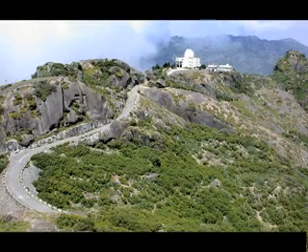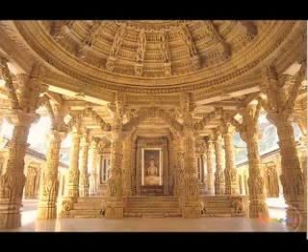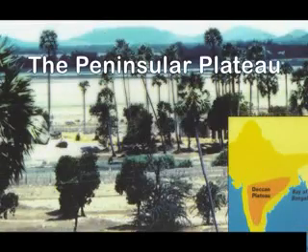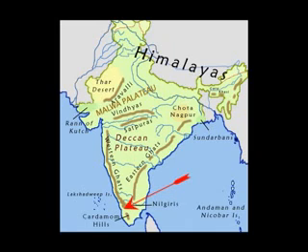Mount Abu is the famous hill station in the Aravalis. The Deccan Plateau. The Deccan Plateau is surrounded by the Satpura Hills, the Western Ghats in the west and the Eastern Ghats in the east. The Western Ghats and the Eastern Ghats meet in the Nilgiri Hills.